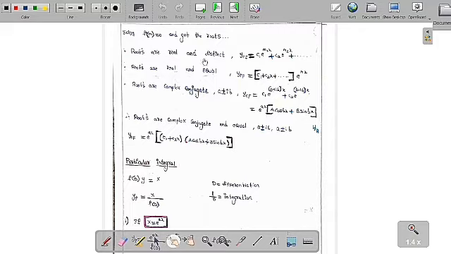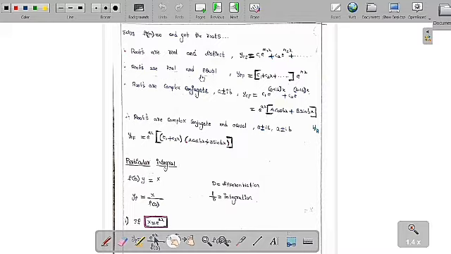Suppose the roots are real and distinct, meaning they are purely real numbers and not the same. Then the complementary function solution will be c1 e^(m1 x) plus c2 e^(m2 x) plus, and so on. Here c1 and c2 are constants, and m1, m2 are the roots of this equation.